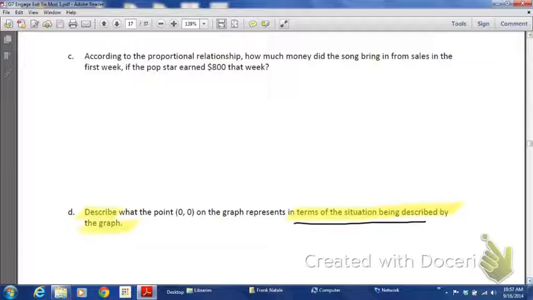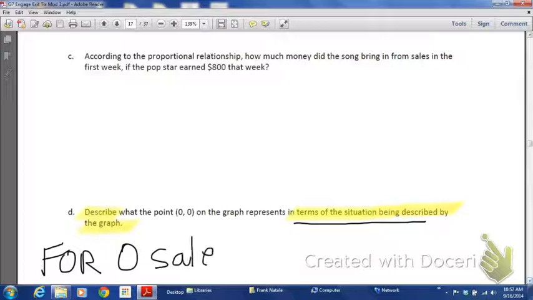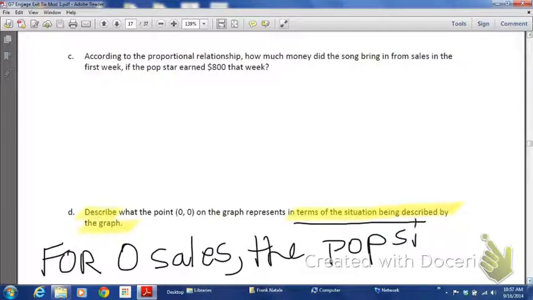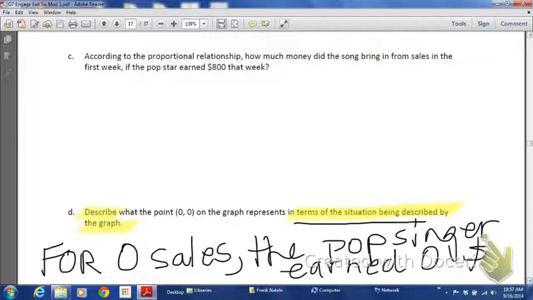So let's see how we did there. We got up to almost a 3 out of 4 on that one as our average. And quite a few people did a good job with this. What it means is for 0 sales, the pop singer earns 0 money. Earns $0. And that's just it in a nutshell, plain and simple.